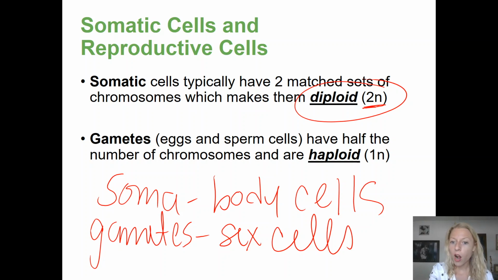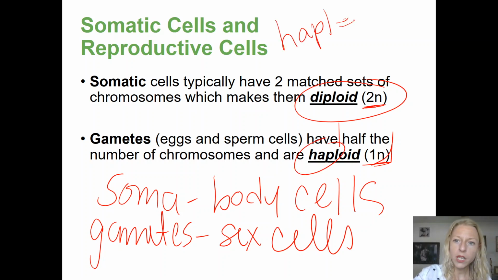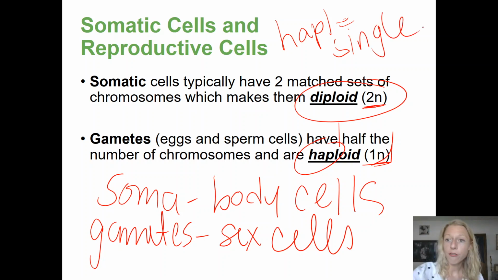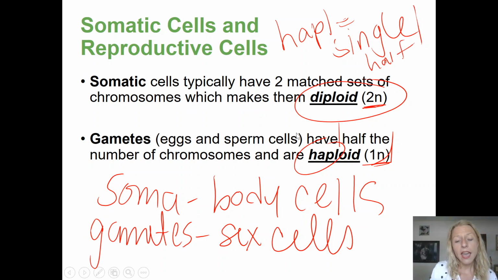So our eggs and sperm are haploid or 1N, and haplo means single, or half. So eggs and sperm only have half the amount of chromosomes, or a single set of chromosomes, compared to somatic or body cells, which have two copies, two matched sets of chromosomes, making them diploid. Di means two.